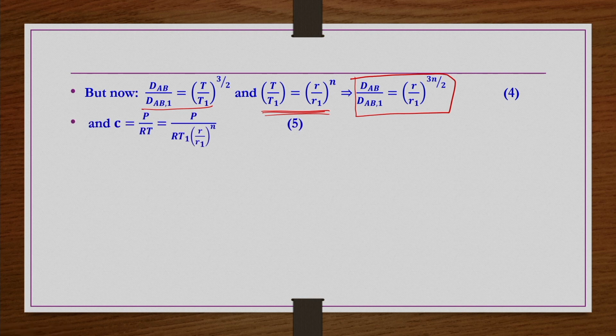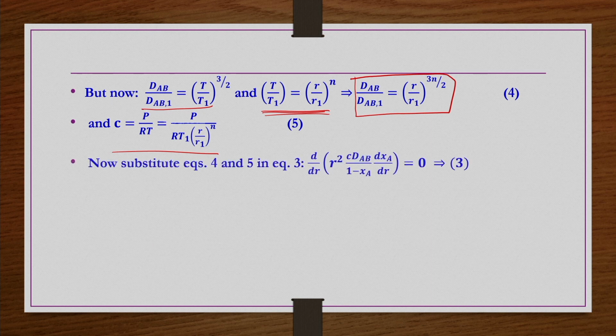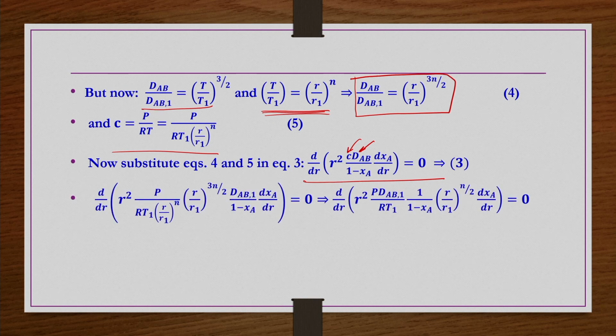Further, C we can write as P by RT, and then T is nothing but T1 (R by R1) power n. Now in equation number 3, in place of C and in place of D, we have to use these two expressions. That gives d by dr of R square, C is P by RT1 (R by R1) power n, (R by R1) power 3n by 2, dAB,1, that is nothing but dAB, and then 1 by XA and dXA by dr equals 0.